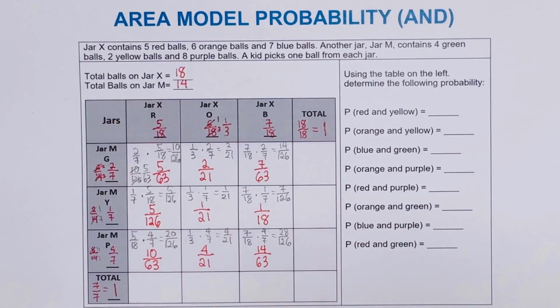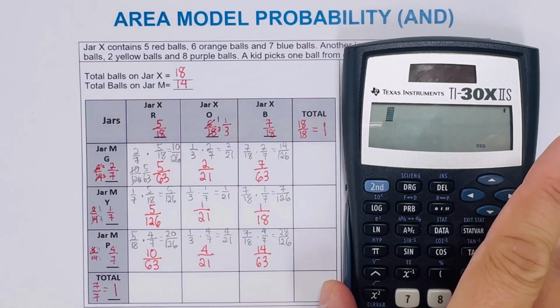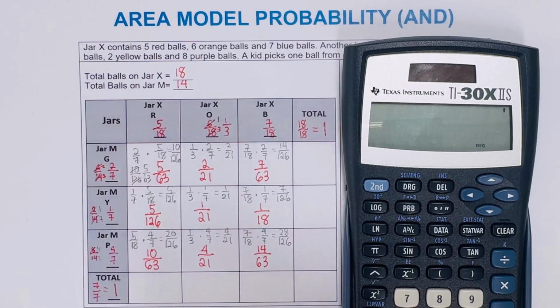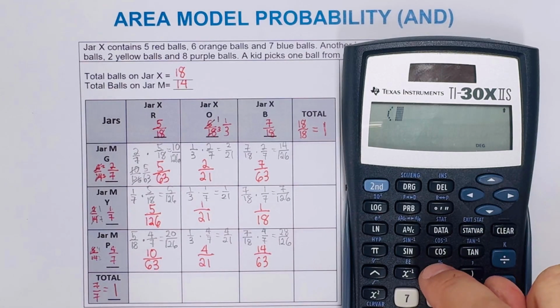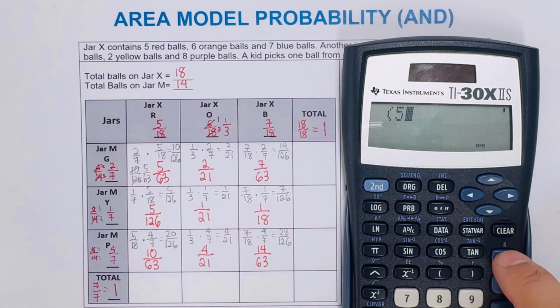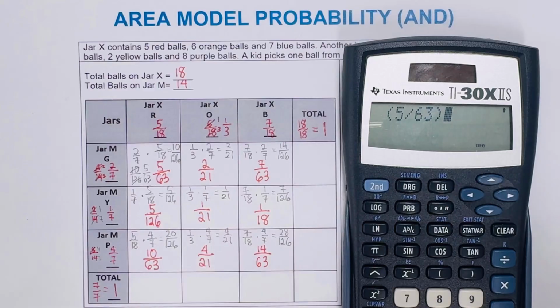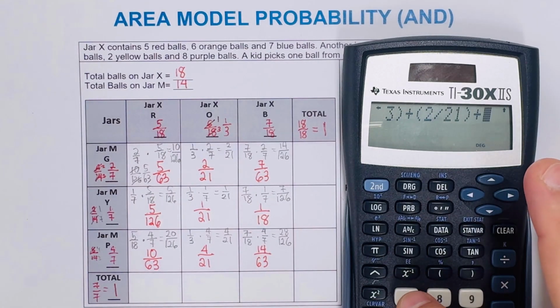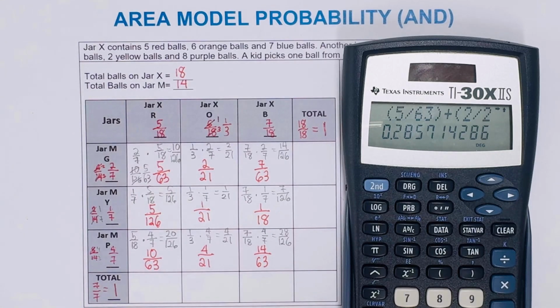Okay, to get the total for each of these numbers here, we can use a calculator to determine the values for each of the totals. So we're just going to add these fractions together. This is how we set it up. We're going to have parentheses 5 over 63, that's the one I had for the first one here. And then I'm going to add 2 over 21, and then add the other one, 7 over 63. So the answer to this is 0.29 if we round it off.